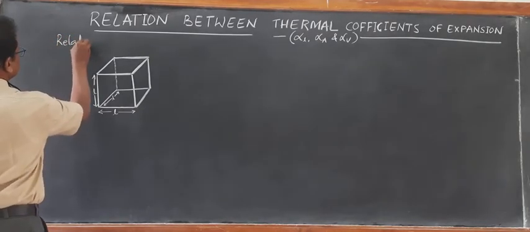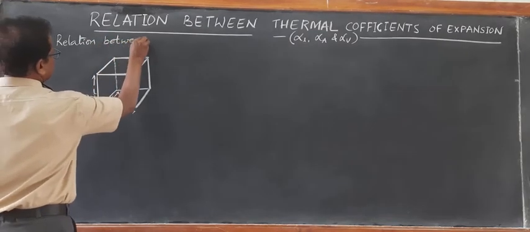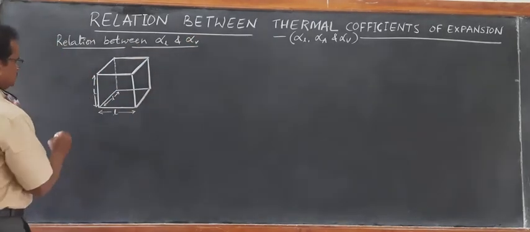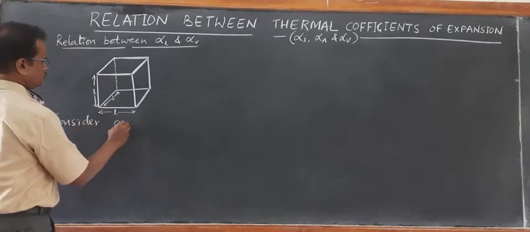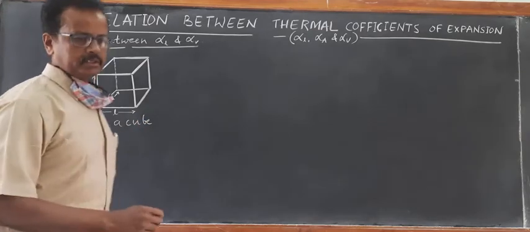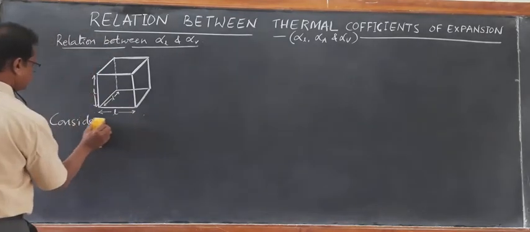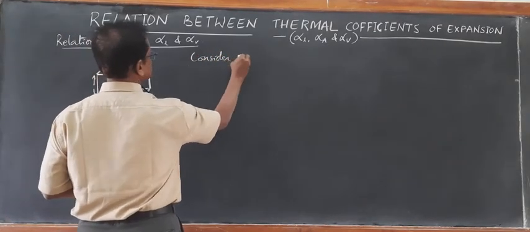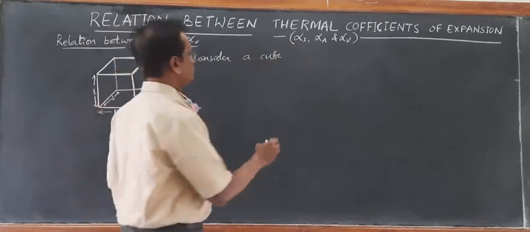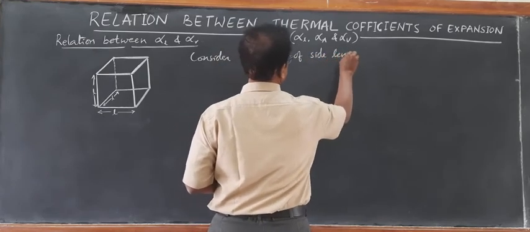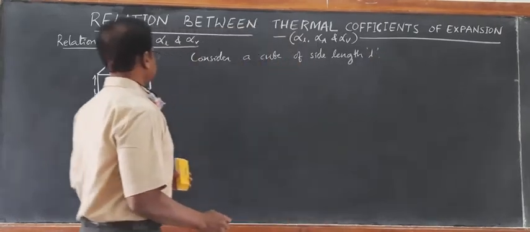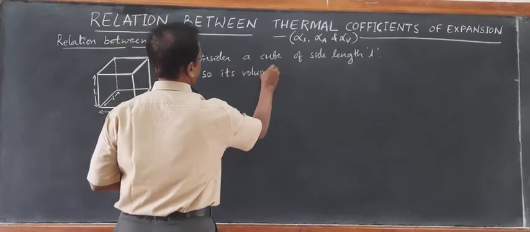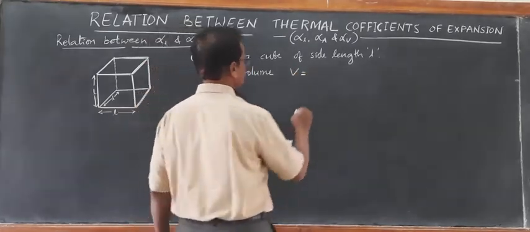First we will learn the relation between alpha L and alpha V. Consider a metallic cube of side length L. Each side is of length L, so before heating, its volume V is equal to L cube.